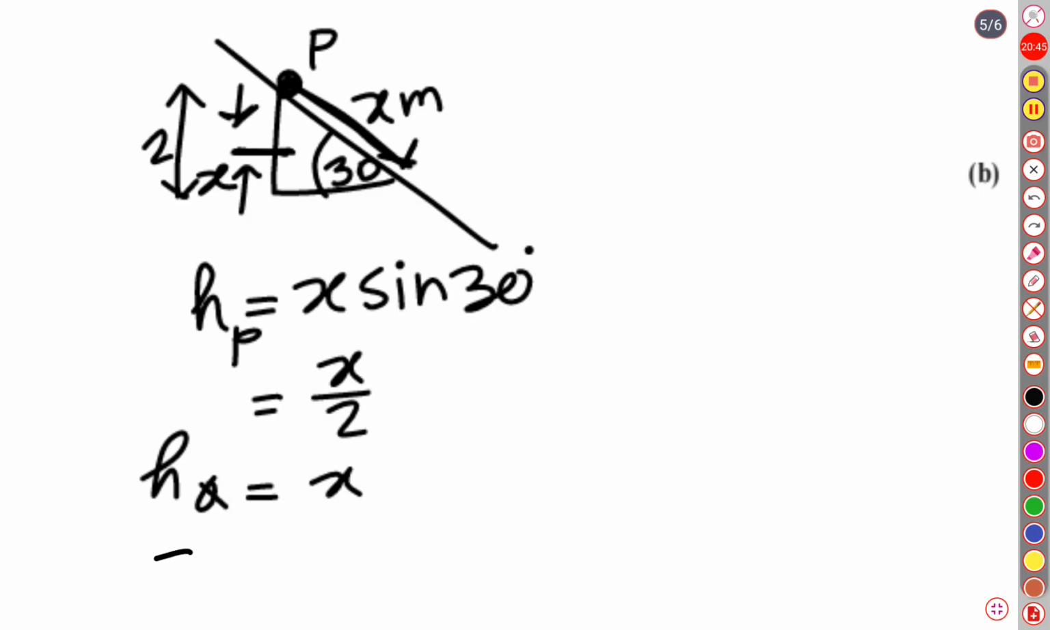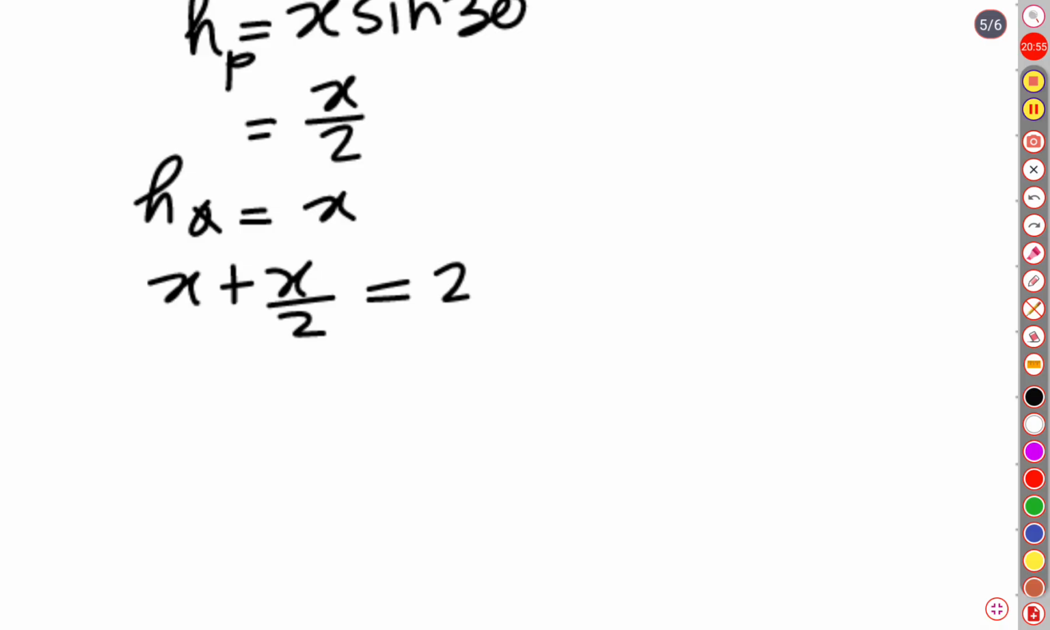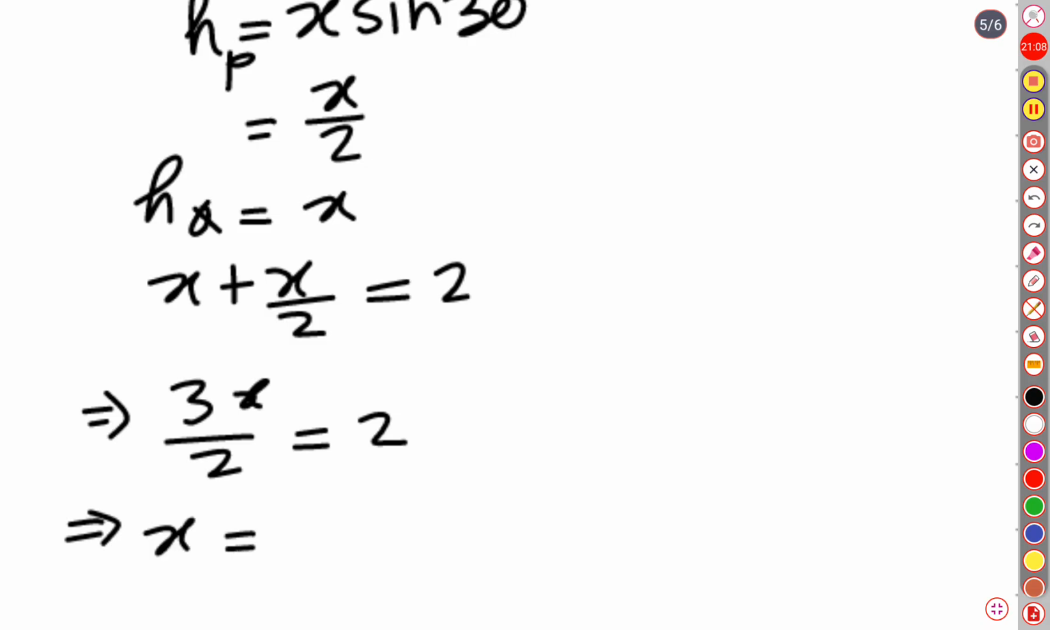So x over 2 plus x, that is 3x over 2, is equal to 2 meters, the total distance. So our x is going to be 4 over 3 meters.